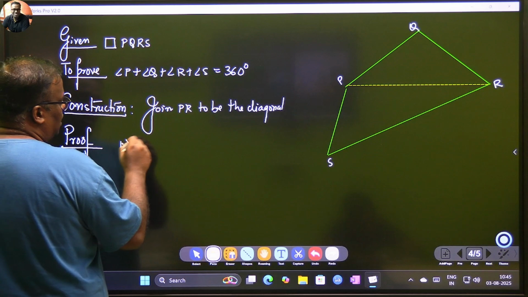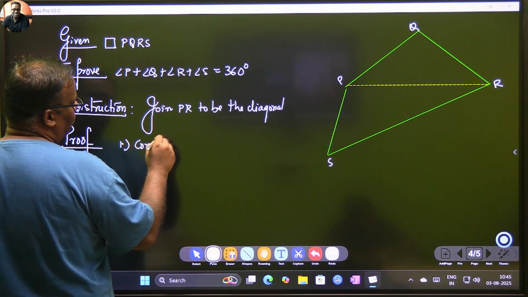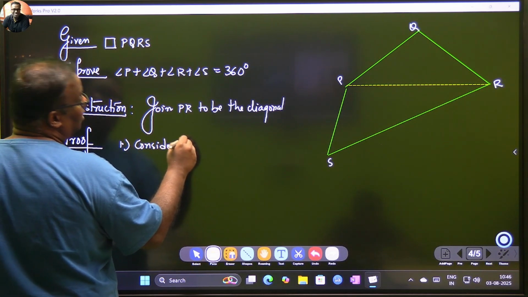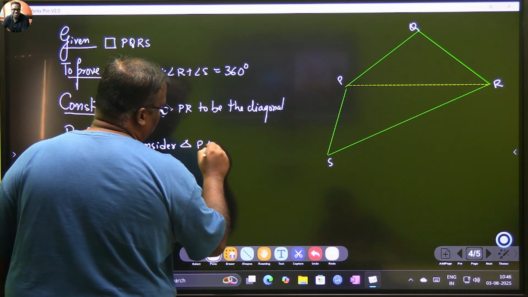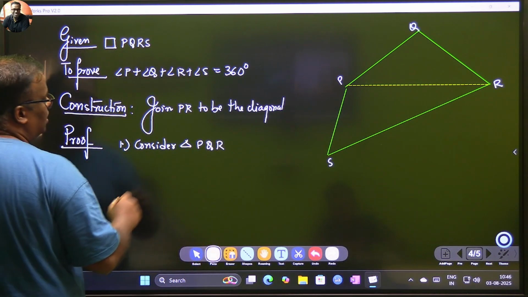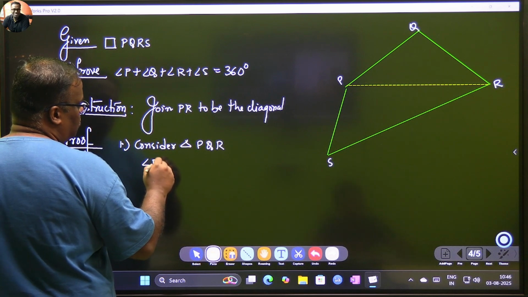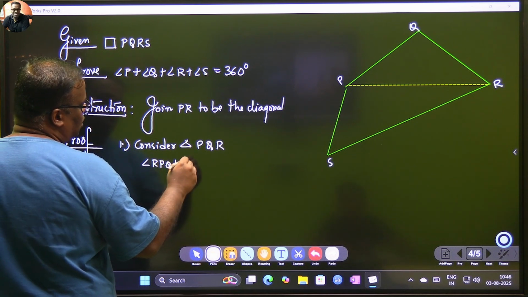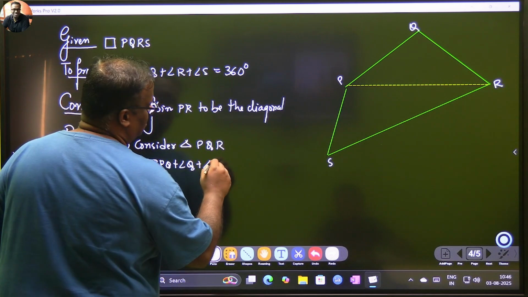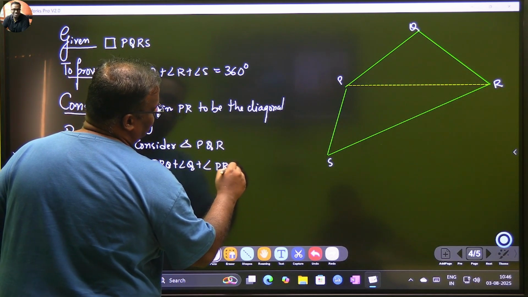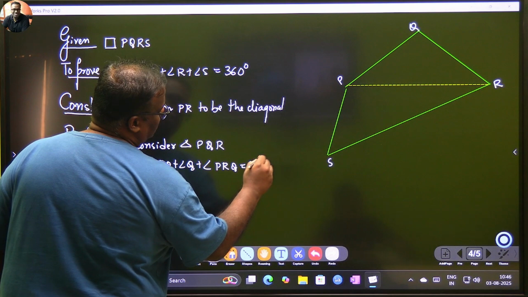We'll first write, consider triangle. Which triangle will we consider? PQR. So what can you write here? We will write angle RPQ plus angle Q plus angle PRQ is equal to 180 degree.